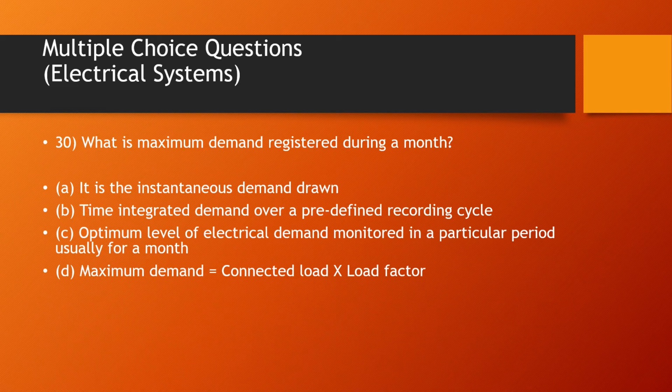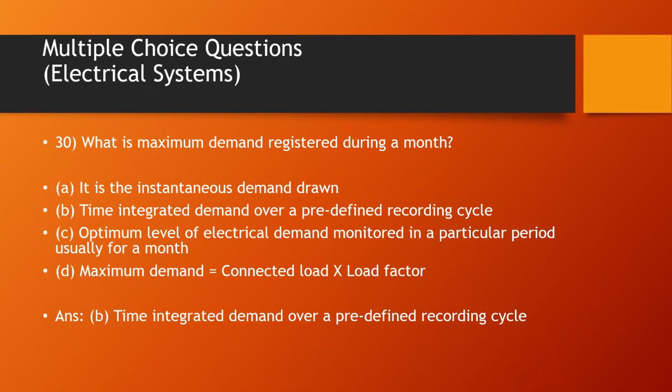Now the next question, what is the maximum demand registered during a month? Option A is it is the instantaneous demand drawn. Option B is time integrated demand over a predefined recording cycle. Option C, optimum level of electrical demand monitored in a particular period, usually for a month. Option D, maximum demand is equal to connected load multiplied by load factor. And the answer to this question is option B, time integrated demand over a predefined recording cycle.